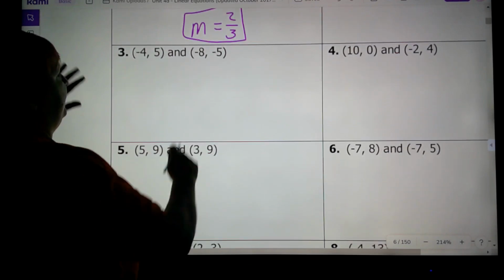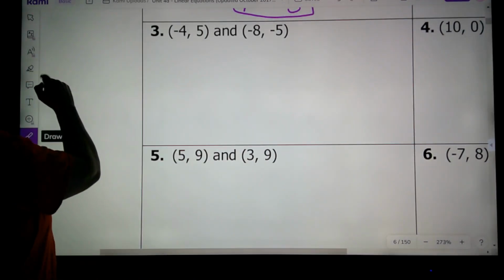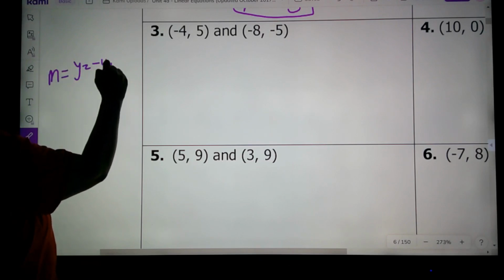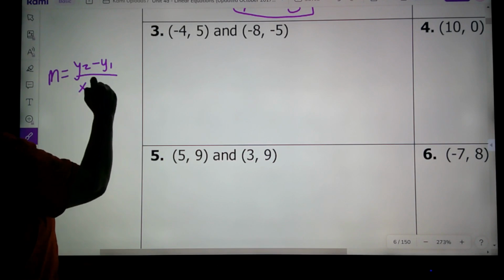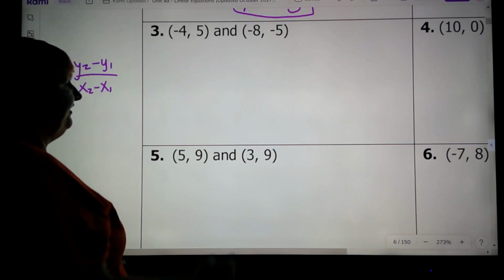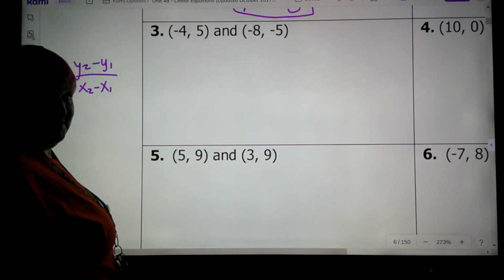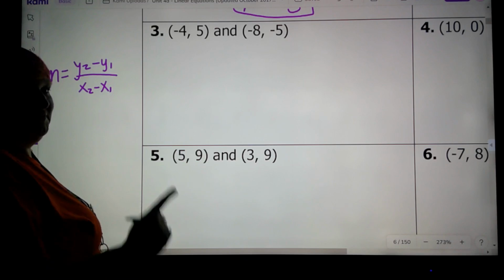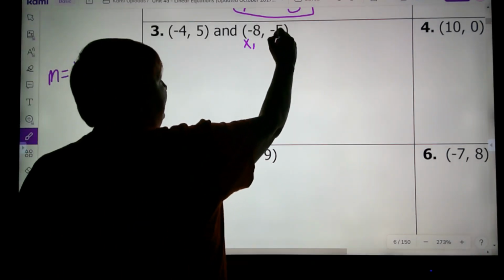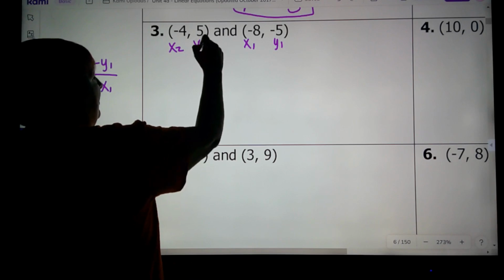All right, so if you can't remember the formula, write it again. If you write it a few times, you'll remember it and you won't ever have to do this again. But until you memorize it, write it. Write it again, write it again, write it again. And label your points so that your brain remembers to put them in the right place. This time, let's start with this one. This is my first x and my first y. My second x and my second y.